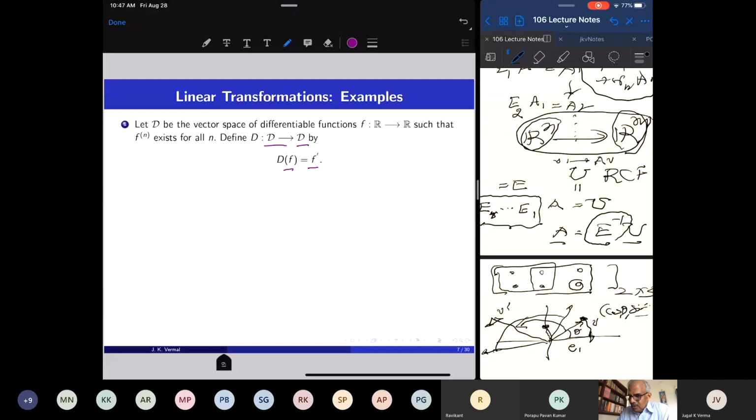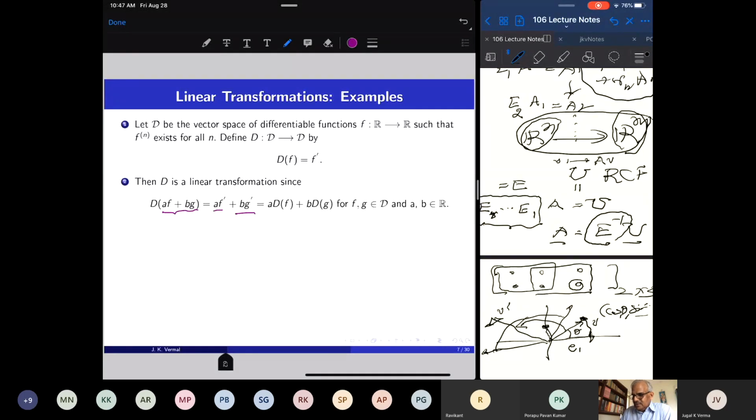D is this space of all functions which have derivatives of every possible order, and differentiation is a linear transformation because the derivative of the linear combination of two functions f and g, a f plus b g, is a f prime plus b g prime. So differentiation is a linear transformation from D to D. This is an infinite dimensional vector space, but differentiation is a linear transformation because it respects addition of functions and scalar multiples of functions. Similarly, integration is also a linear transformation.